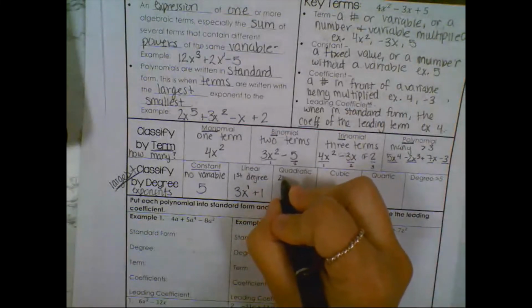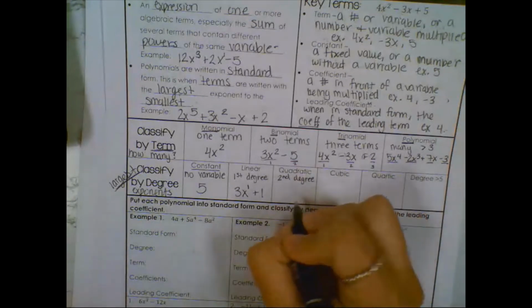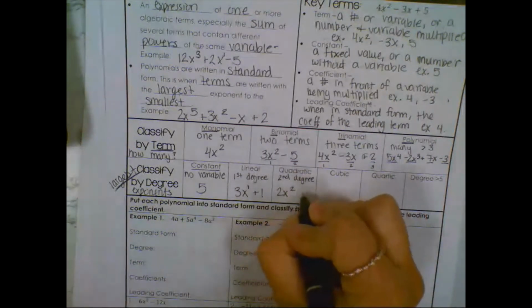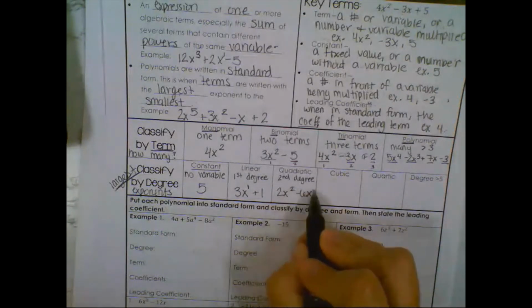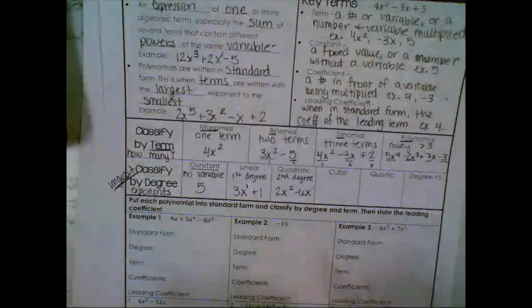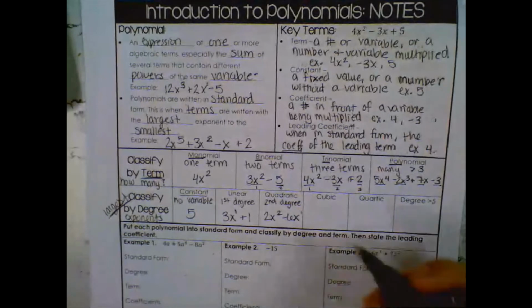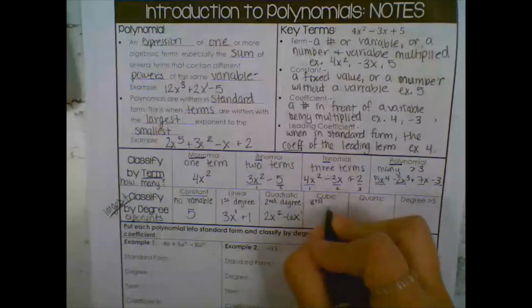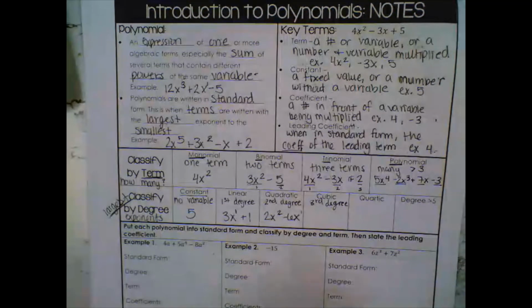Quadratic means 2. And so we have an exponent of 2 as our largest. So if you look here, we actually have 2 exponents, a 2 and a 1, but the largest is 2, so we would call this quadratic. Cubic means to the 3rd degree. So in this case, we would have something with an exponent of 3.